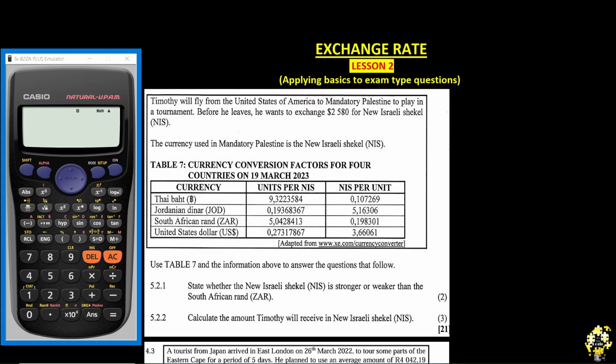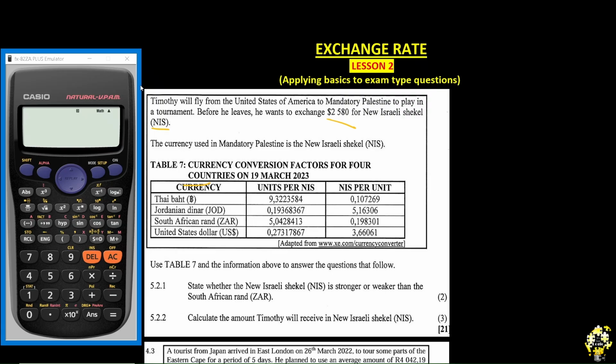So Timothy will fly from the United States of America to mandatory Palestine to play in a tournament. Before he leaves, he wants to exchange 2,580 for new Israeli shekel. Yeah, that's what he wants to exchange, the NIS.